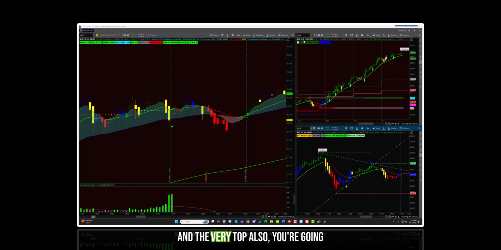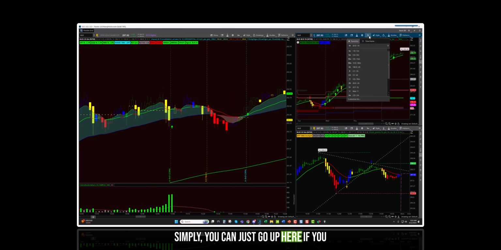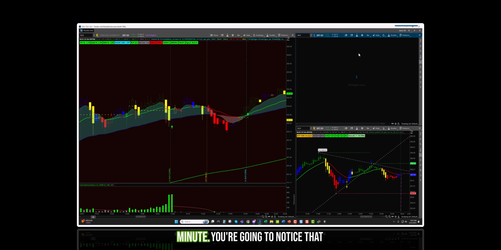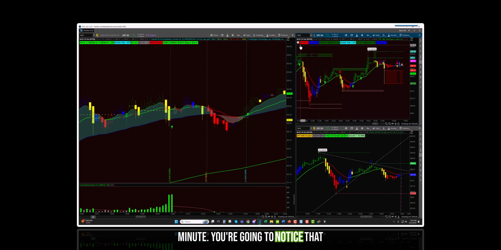And at the very top also, you're going to see the RSI. Now with the way ThinkScript is, I'm using a 1-hour chart, so I'm only going to be able to see the RSI based on 1 hour, 2 hours, and daily on this. If I was to switch my time frames at all, then this will change. You can just go up here if you like to see something on the 5-minute. You're going to notice that the RSIs come back, and you've got a negative RSI for the 5-minute.